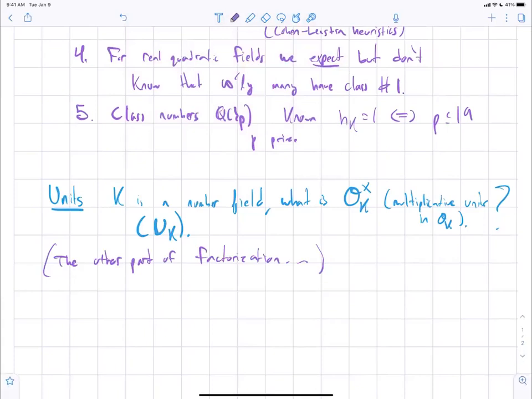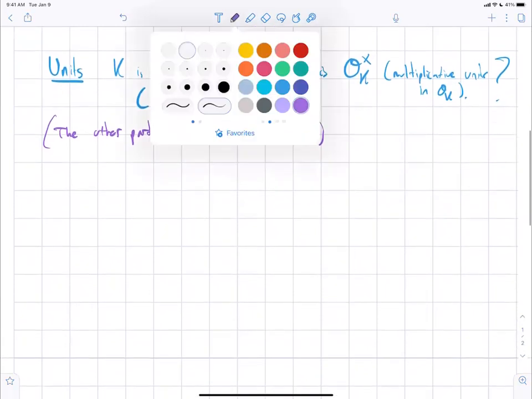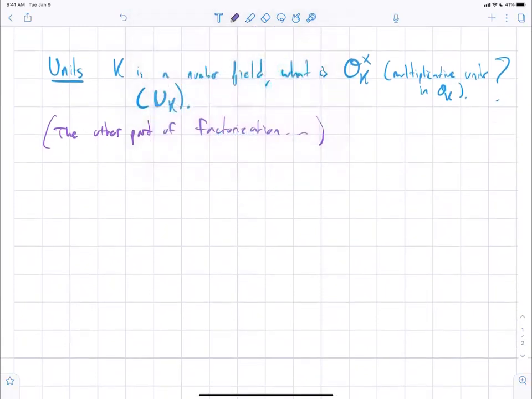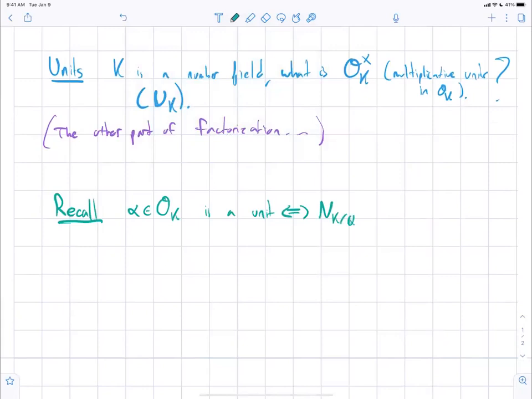But luckily we can understand them. So let me just recall something we saw earlier. If we have alpha in O_K, it is a unit if and only if the norm from K to Q of alpha is equal to plus or minus 1.